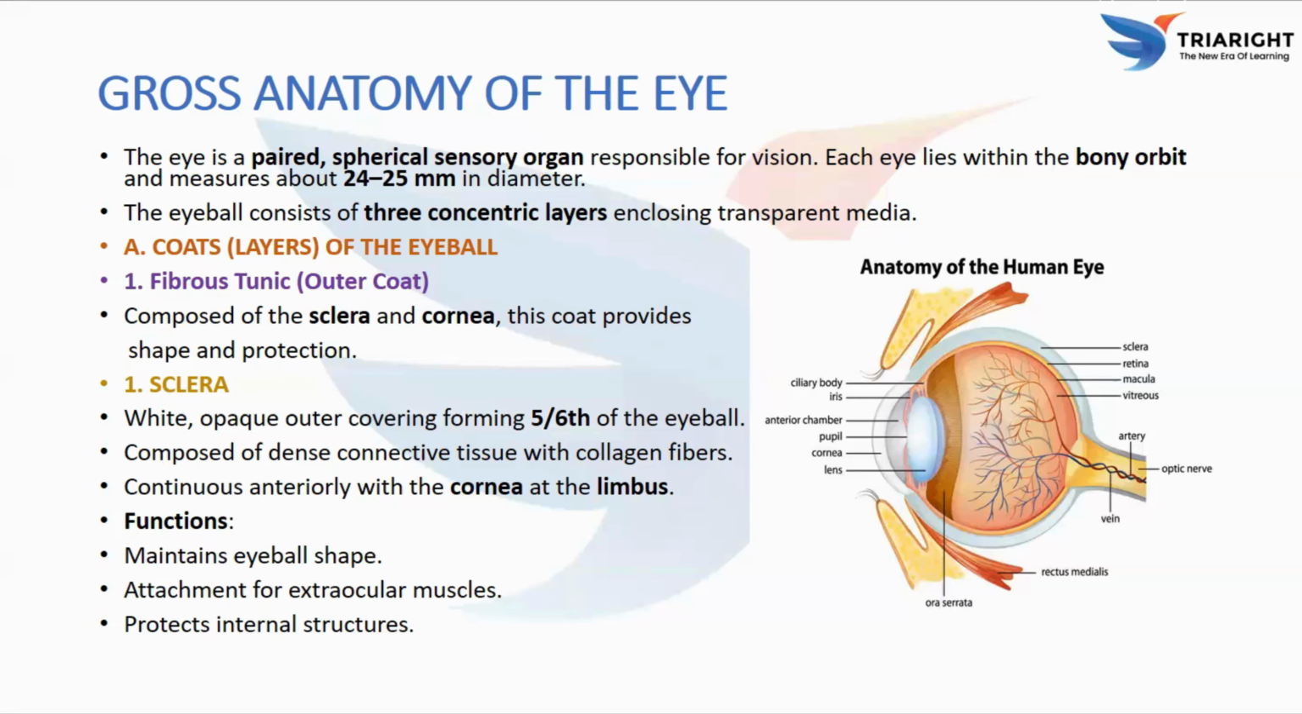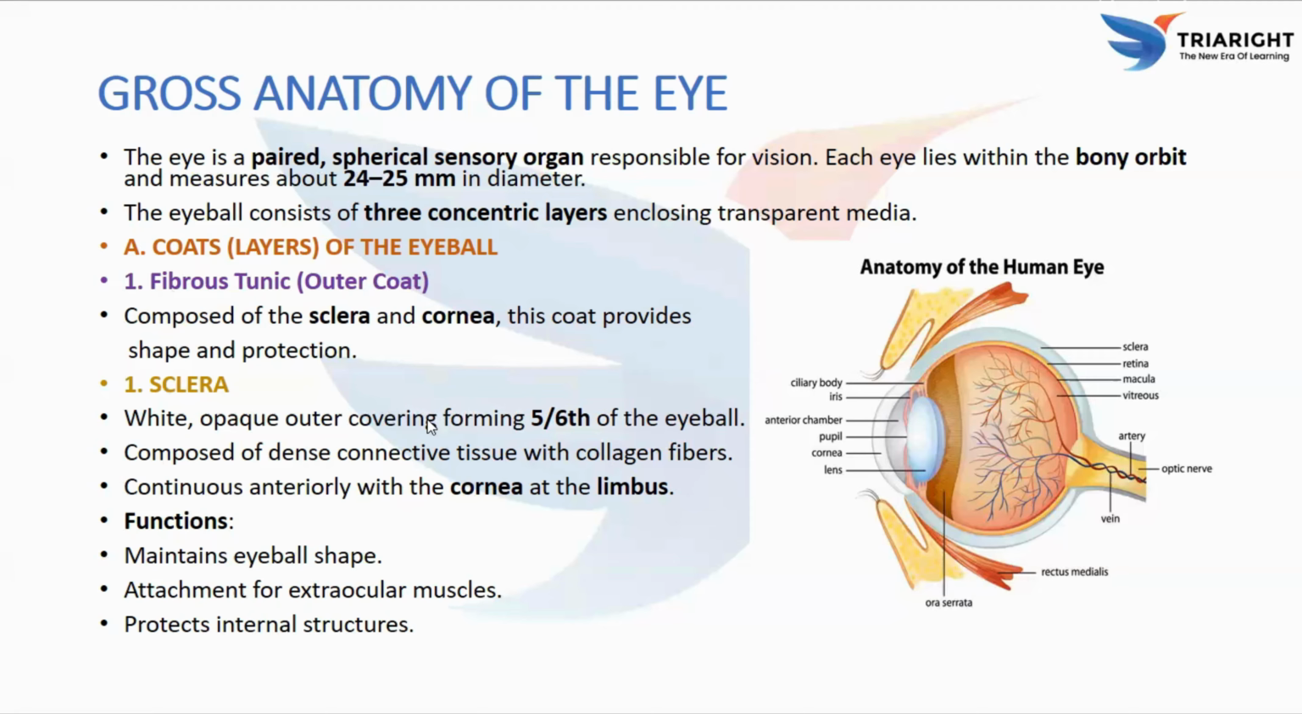So let's talk about the fibrous tunic, which is the outer coat. So this is the outermost protective layer. It has two major parts, sclera and cornea. So together they give the eye its shape and strength. So what is sclera? Sclera, it's a white opaque outer covering of the eye. So this forms 5/6, approximately 83% of the total eyeball surface.